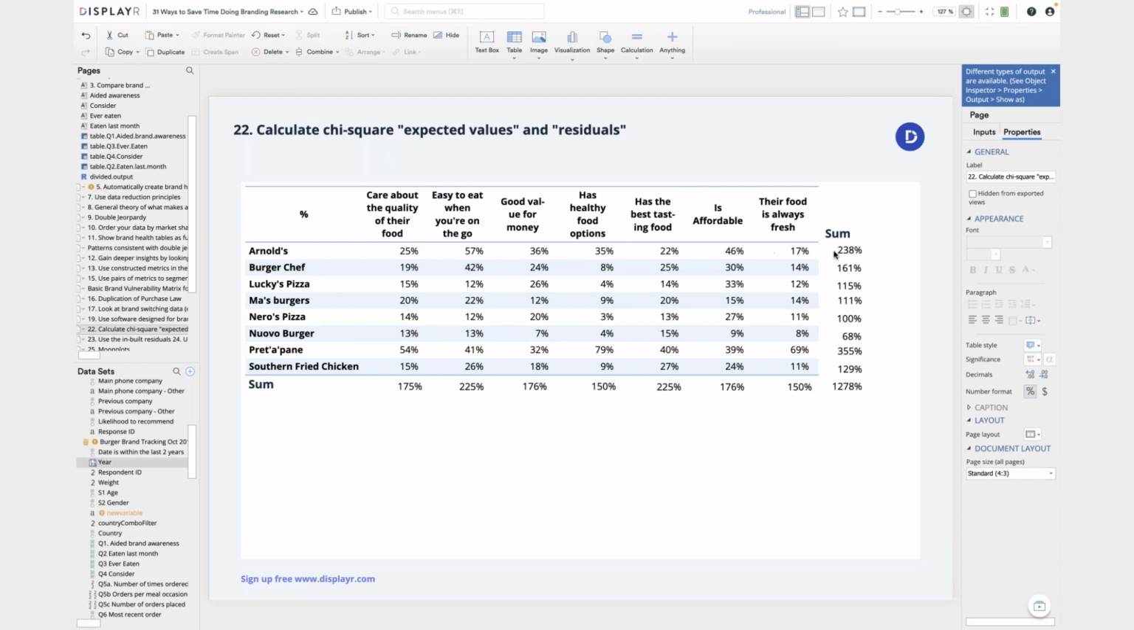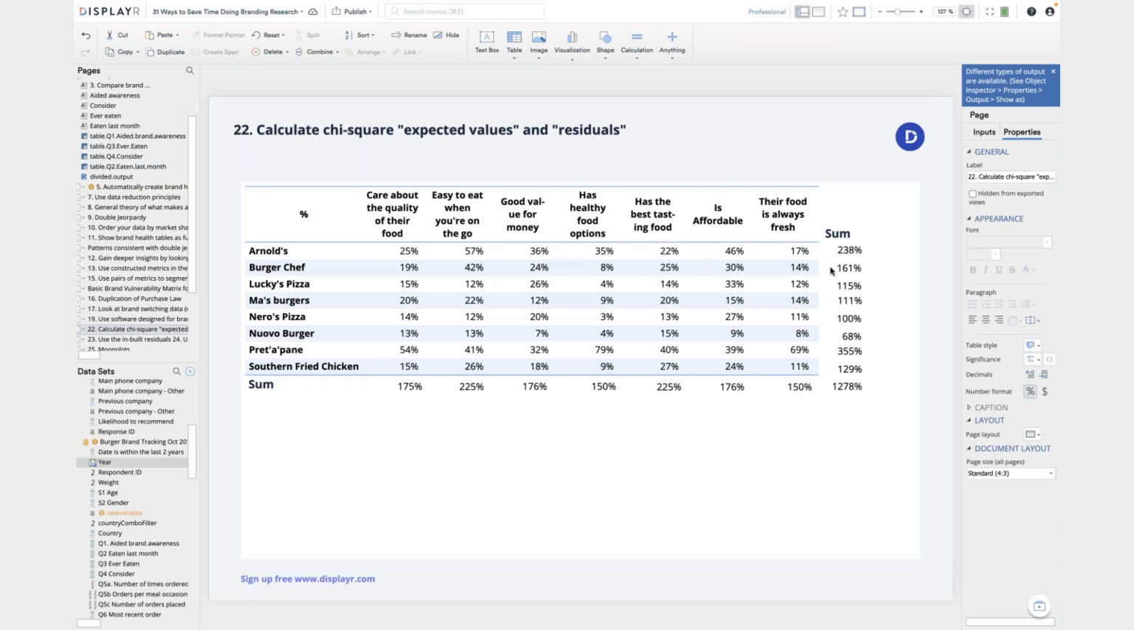The first thing we do is we calculate the sum of the rows. And you'll notice here that the sum of the rows for Arnold's is much bigger than for Nuovo. So this is a good summary measure, and this is sometimes called the brand effect. It's telling us there's a very strong brand effect describing this table. You can also do the attribute effect, showing us which attributes tend to have more percentages associated with them.